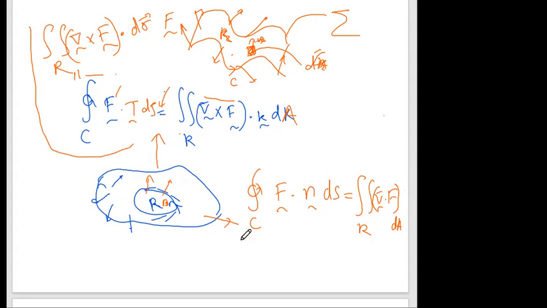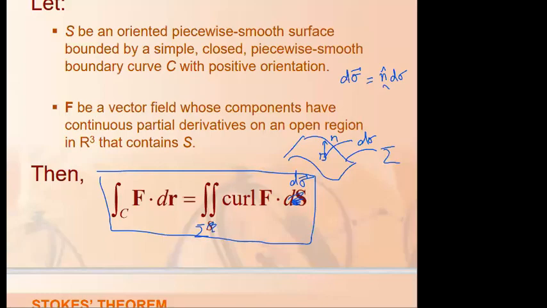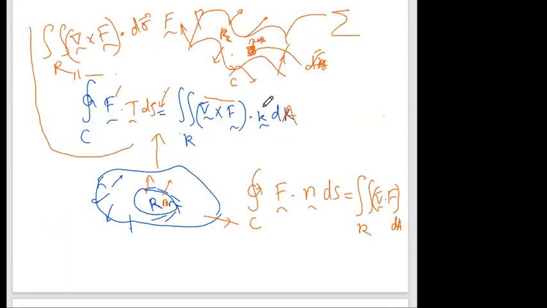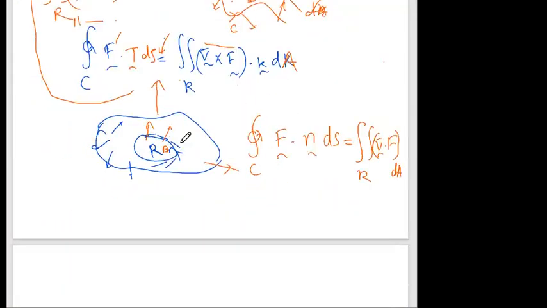So this is the flux version. Remember, right? Green has two versions. Flux form. So it measures the tendency for the vector field to be aligned with, this time, the normal vector to the curve here. So these are the normal vectors.